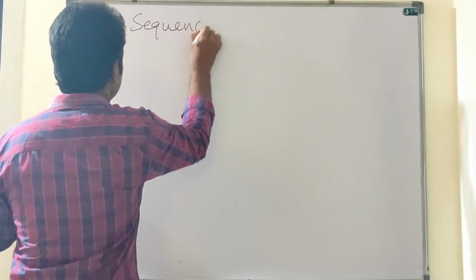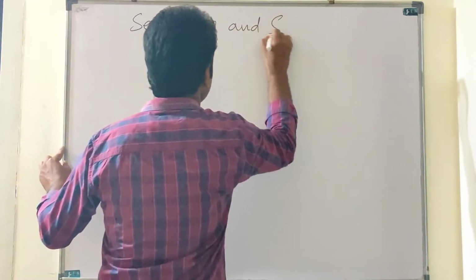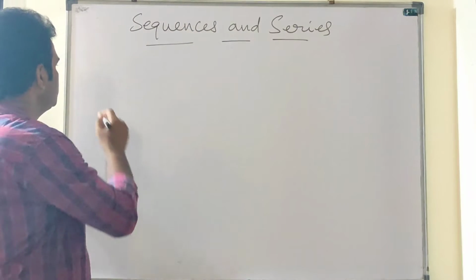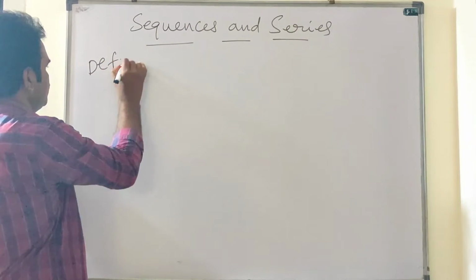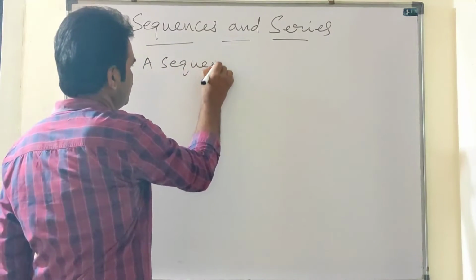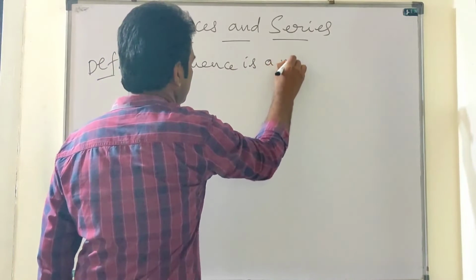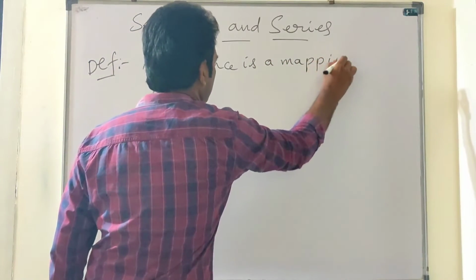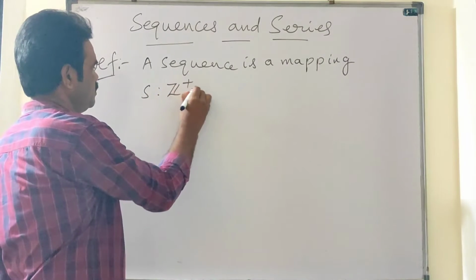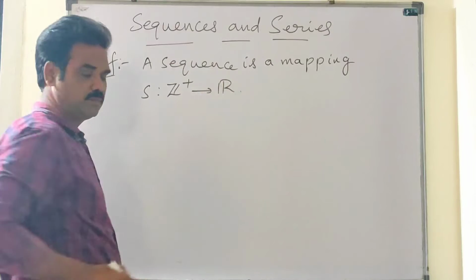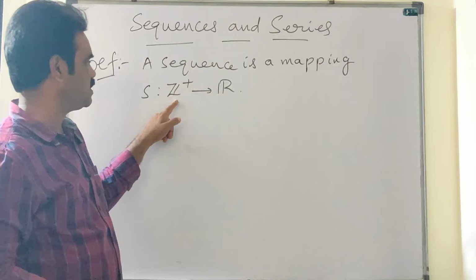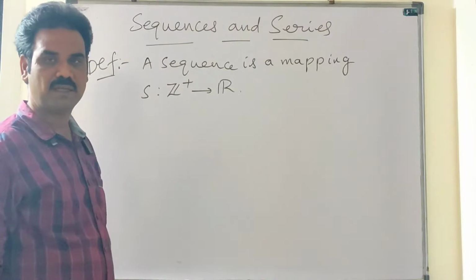Sequences and series. See the definition? A sequence is a mapping or function S from Z plus to R. Understand? A sequence is a mapping S from Z plus to R. Z plus means the set of all positive integers. R is the real number system.